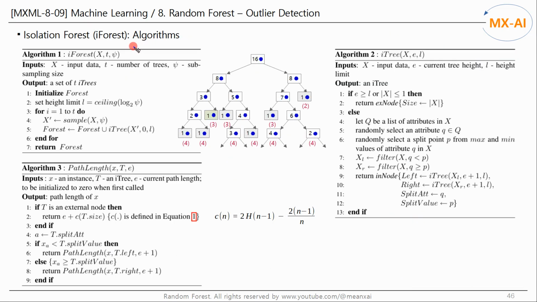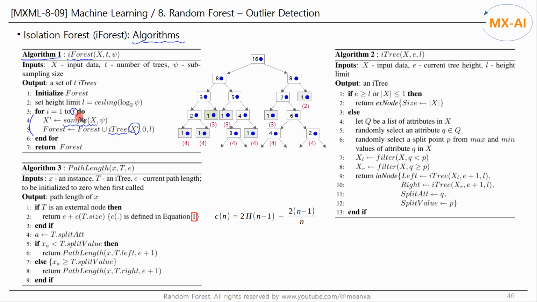Next, let's look at the algorithms presented in the original IsolationForest paper. Algorithm 1 shows how to build an isolation forest. First, we randomly draw a subset from the training dataset. Next, we build an isolation tree using that subset. We repeat this process until we generate the desired number of isolation trees.